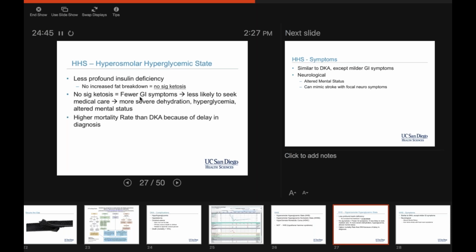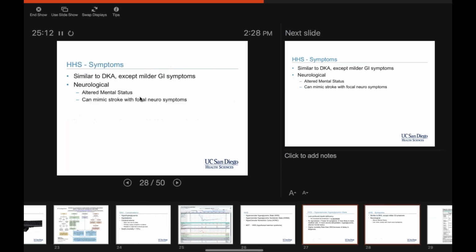So here you don't get the ketone production. Therefore, you don't get the GI symptoms. Therefore, you don't seek help very fast. And they sit at home and they become these raisins. Okay, they're peeing out all this sugar and all this water, and they get super, super dehydrated, and they come in altered. There's a higher mortality rate in HHS than DKA because of that delay in diagnosis.